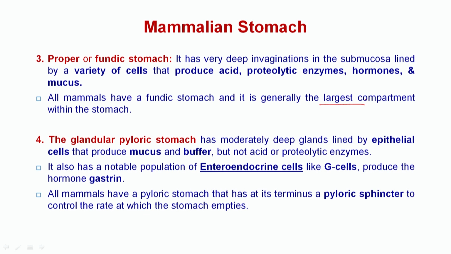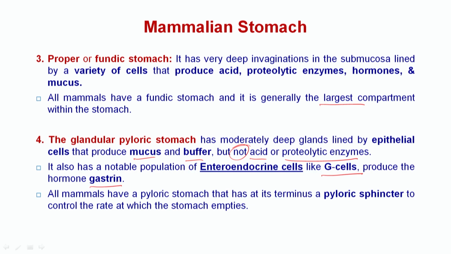The glandular pyloric stomach has moderately deep glands lined by epithelial cells that produce a mucus buffer but not acid or proteolytic enzymes. It also has a notable population of enteroendocrine cells, like G cells, which produce the hormone gastrin.